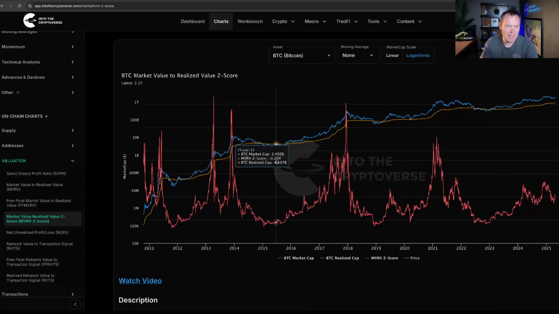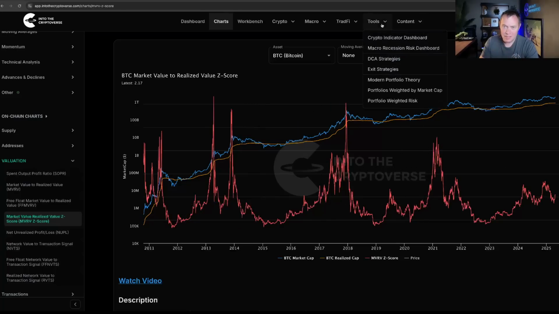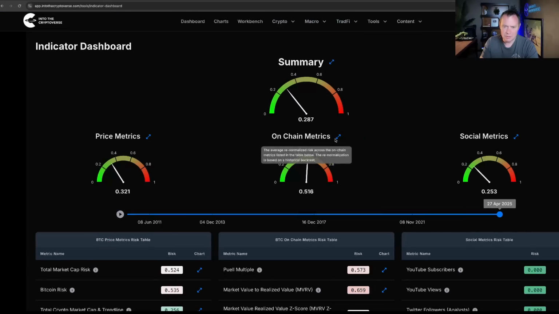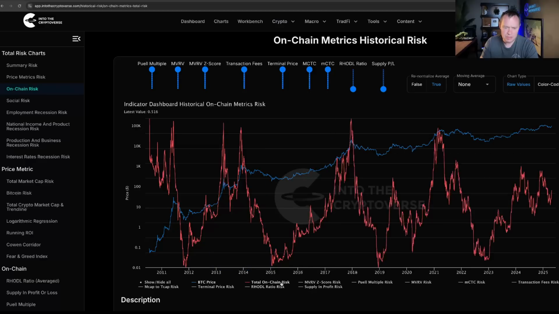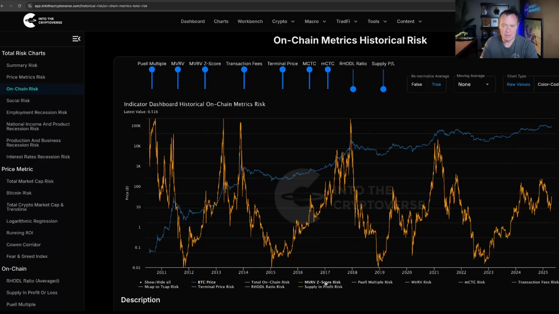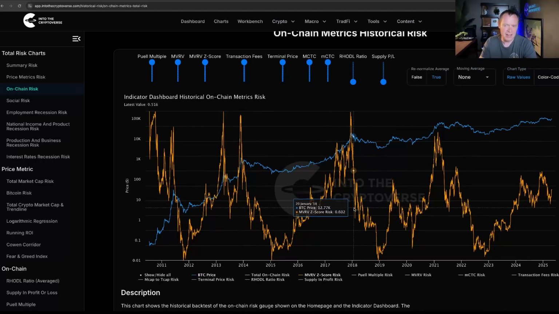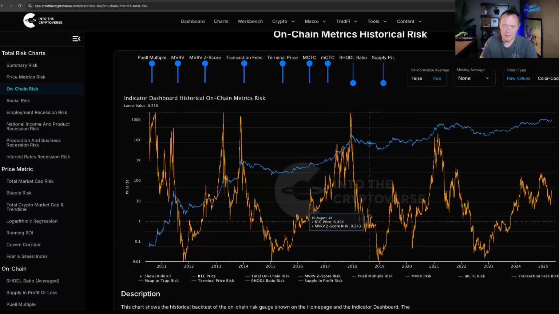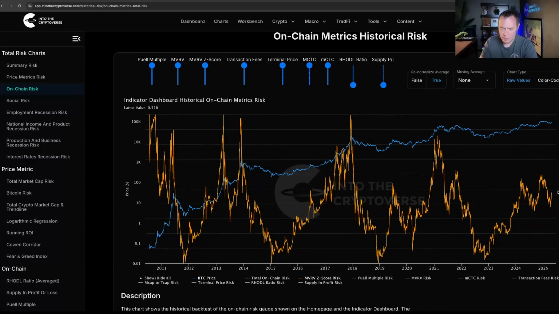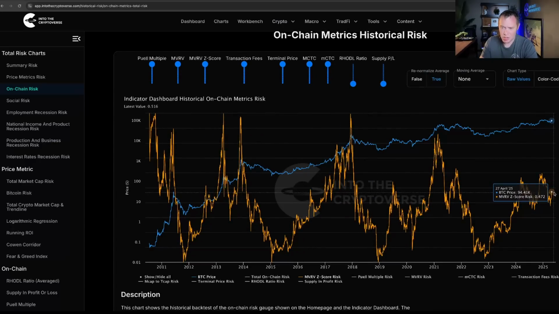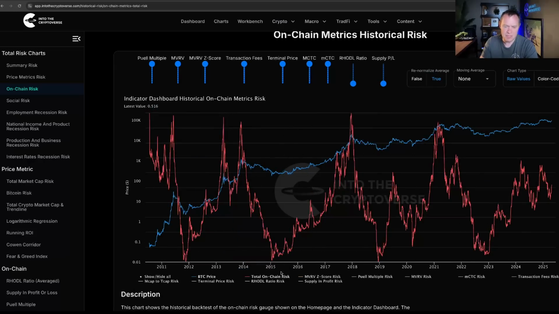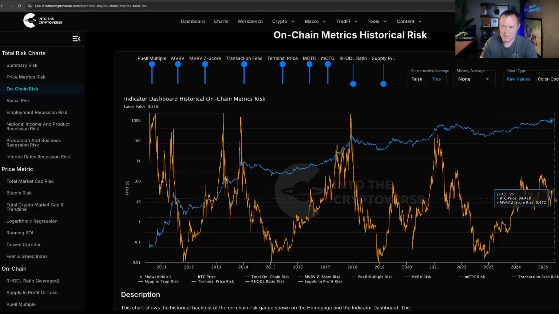But you can normalize this between the min and the max and create a risk metric for it. Let's go back over to the on-chain risk metric. If you were to do that for the MVRV-Z score, you get something that looks like this. The current risk for Bitcoin on-chain is approximately 0.5. For the MVRV-Z score risk, it's currently 0.472. The total on-chain risk is 0.516, but the MVRV-Z score risk is about 0.472.